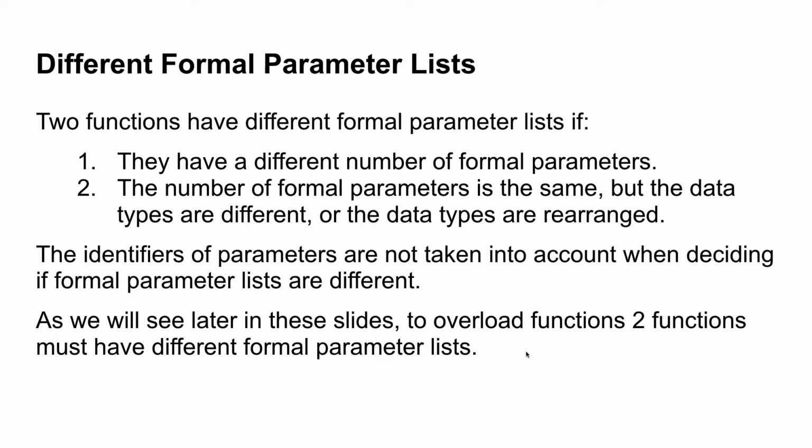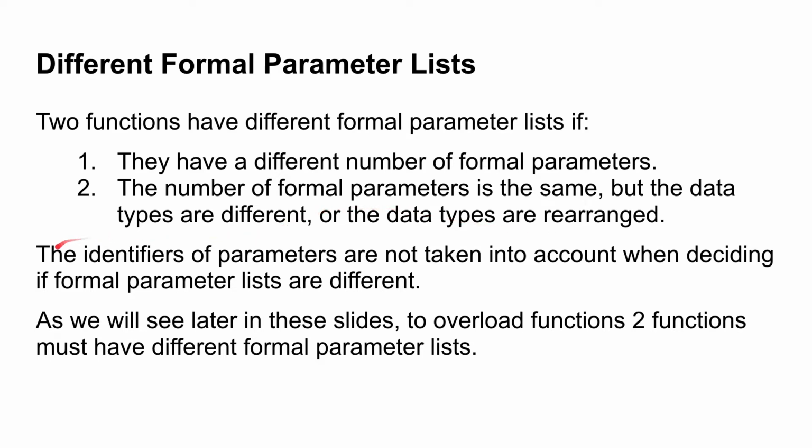Now, let's talk a little bit about different formal parameter lists. And what does it mean for two functions to have different formal parameter lists? Well, that means that they have a different number of formal parameters, or that the number of formal parameters is the same, but the data types are different of the formal parameters, or the data types can be the same, but there needs to be some sort of rearrangement between those data types. And we will see that in some examples on the next slide.